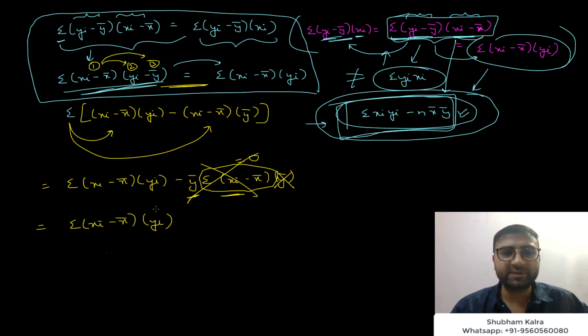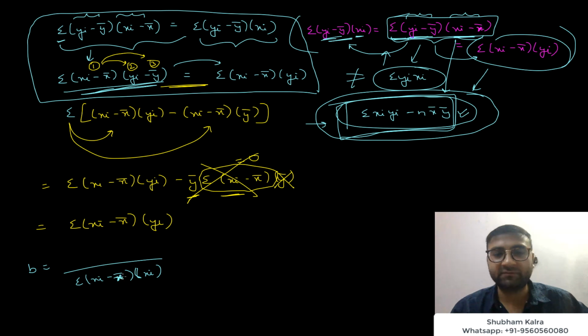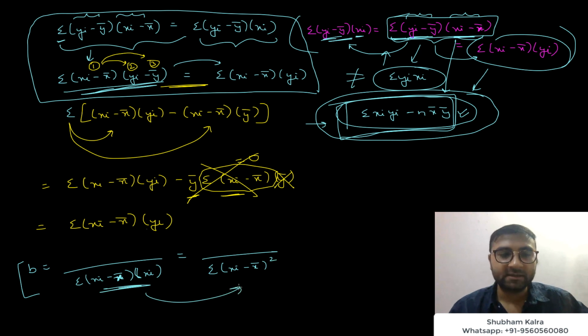Now we can also talk about the denominator. When you first solve the formula, the denominator you get is summation of xi minus x bar multiplied by xi. Okay, so this is the denominator that you get when you first solve for the formula to calculate B, and then you will see at certain places that they will write the denominator as summation of xi minus x bar whole square. So how do we go from summation of xi minus x bar multiplied by xi to summation of xi minus x bar whole square?